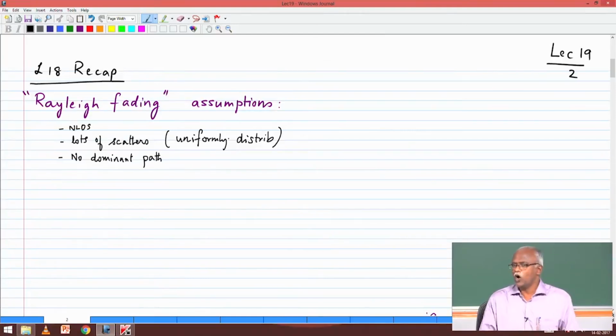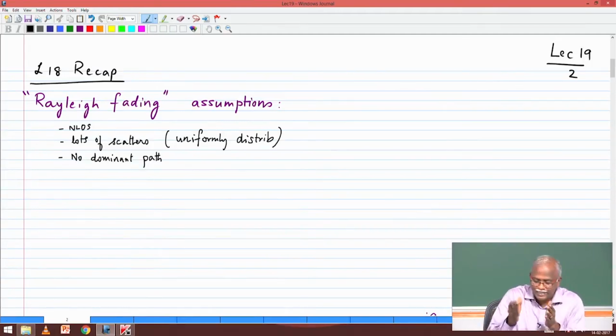Anything else? Does it say that all multipath components must arrive at the same time? Not necessarily. You can have a time dispersive Rayleigh fading channel. Basically, which means that you have multiple taps. Each of those taps is a combination of several multipath components, and therefore each of them are Rayleigh fading. So if you have alpha 1 and alpha 2 as the two taps of your channel, alpha 1 has a Rayleigh distribution, alpha 2 has a Rayleigh distribution. When I say alpha, it's the modulus of the channel tap, which will be alpha e power j phi. So alpha is the magnitude response.